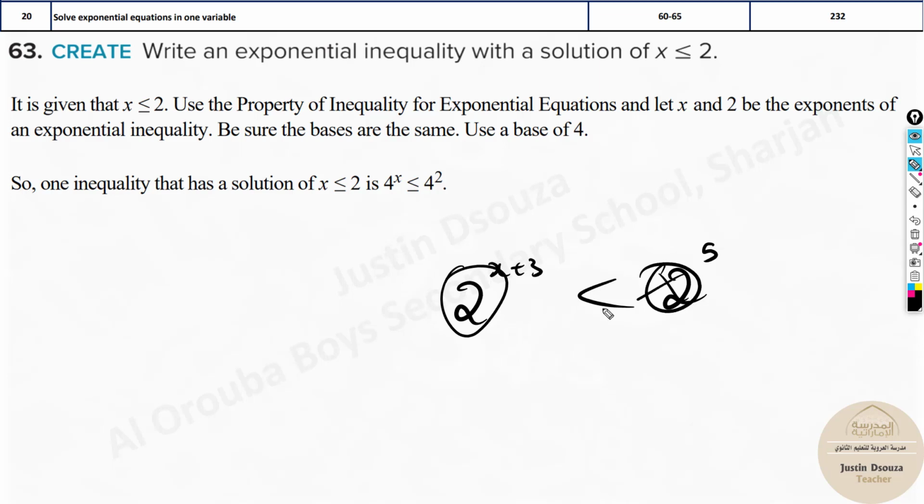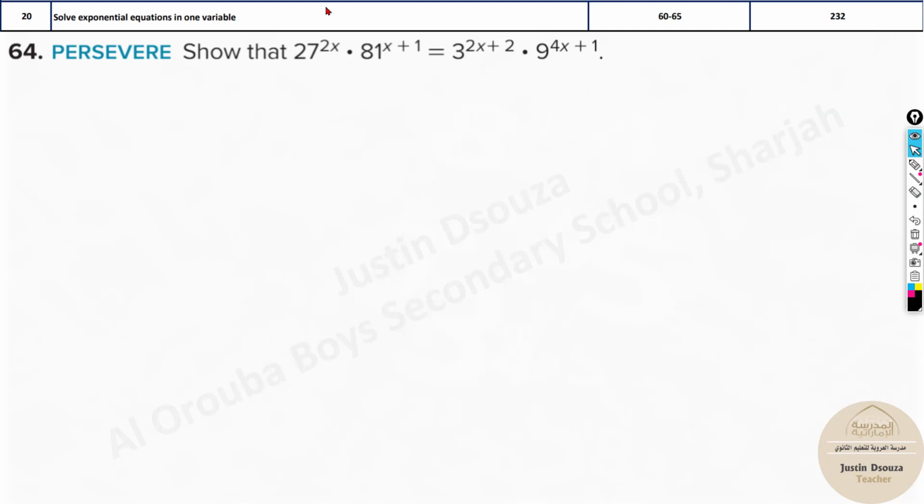As long as the bases are the same, we can equate the powers, right? We can write it as x plus 3 less than 5. We know this concept. So same way, use the same bases. Instead of this, you can even take 5 to the power x less than or equal to 5 to the power 2. This is also fine, okay? That's what I meant at the beginning. Take power on both the sides, right? That's the concept. And over here we have an exponential problem where we need to solve.